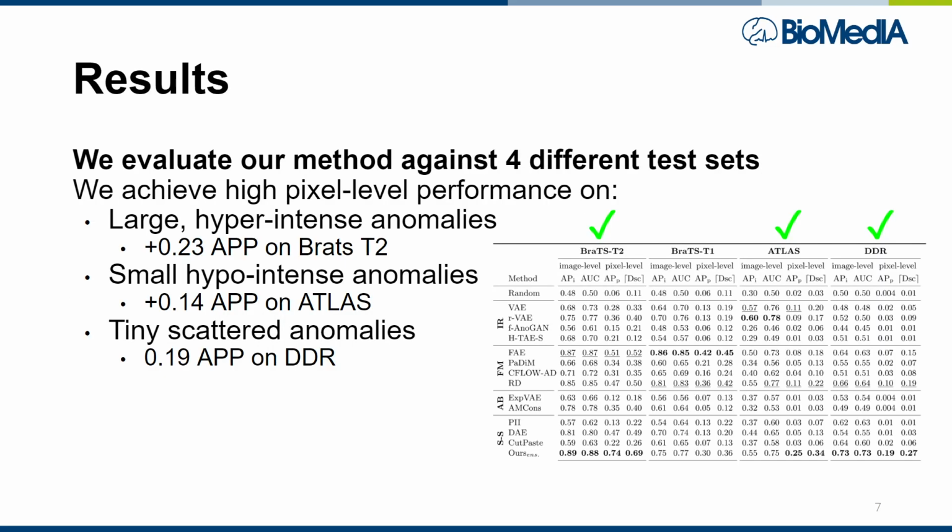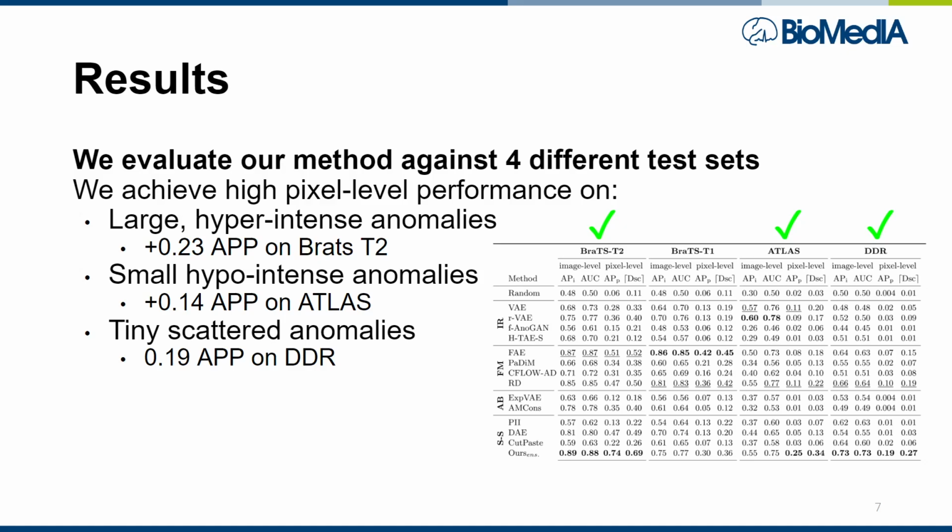To show you some results from this, we evaluate our method across 4 different test sets, and we achieve high pixel level performance on a variety of types of anomalies. Large hyper-intense ones, such as those in Brat's T2, small hypo-intense anomalies, such as those in the Atlas dataset, and tiny scattered anomalies, which are particularly hard to catch, such as those in the DDR dataset.